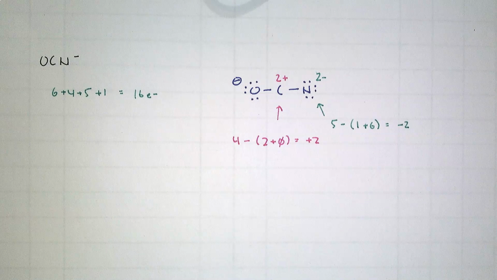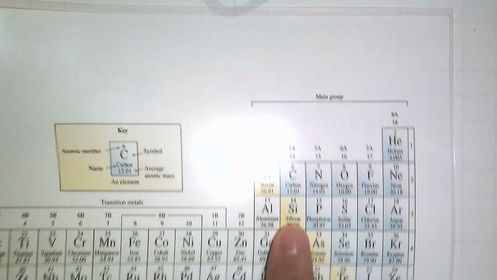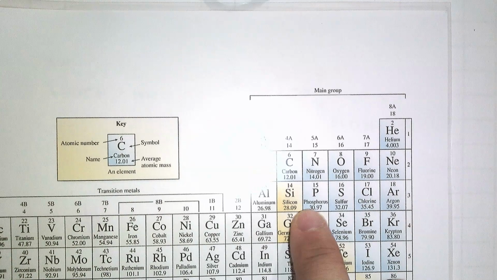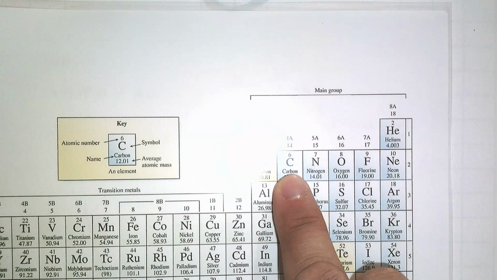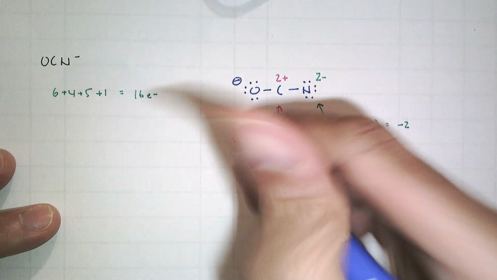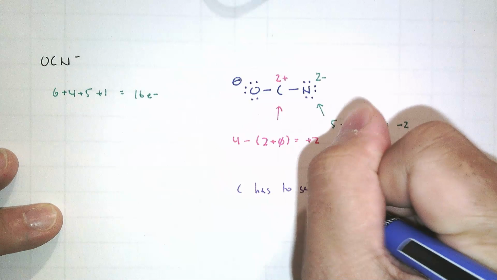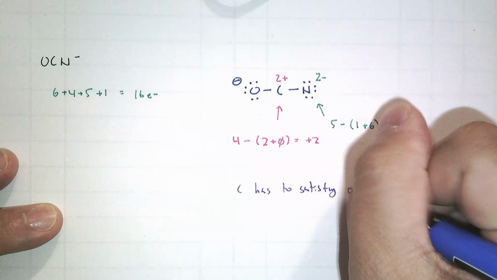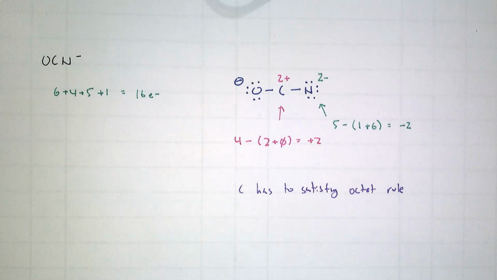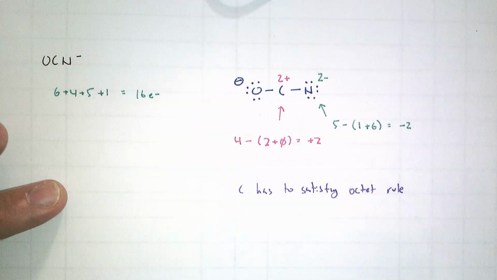Couple things. Carbon is not a period 3 element. The period 3 elements can have expanded octets, or can be what I call hypervalent, but carbon cannot. Carbon should satisfy the octet rule. So carbon has to satisfy the octet rule. There is one exception, but we're not going to go over that. For now, try to make carbon satisfy the octet rule.